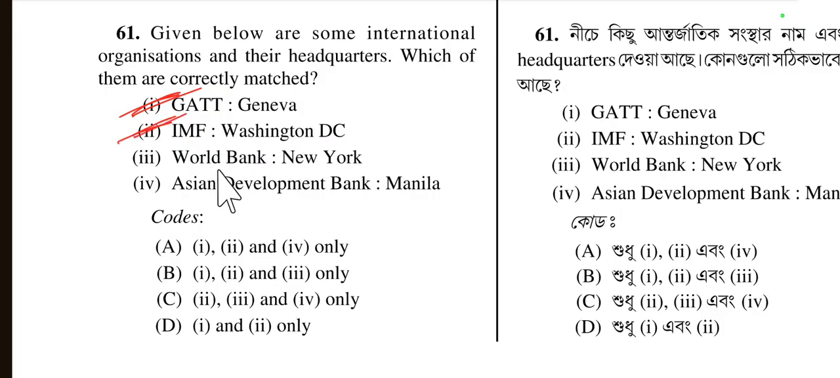Then World Bank's headquarters is also Washington DC. But here given New York. New York is incorrect. Both headquarters are in Washington DC. So option 3 is incorrect. Then Asian Development Bank, Manila, Philippines. So option 4 is also correct. GATT headquarters Geneva, IMF Washington DC, Asian Development Bank Manila. So 1, 2 and 4 are correct. Option 3 is incorrect. So A is the right choice here.